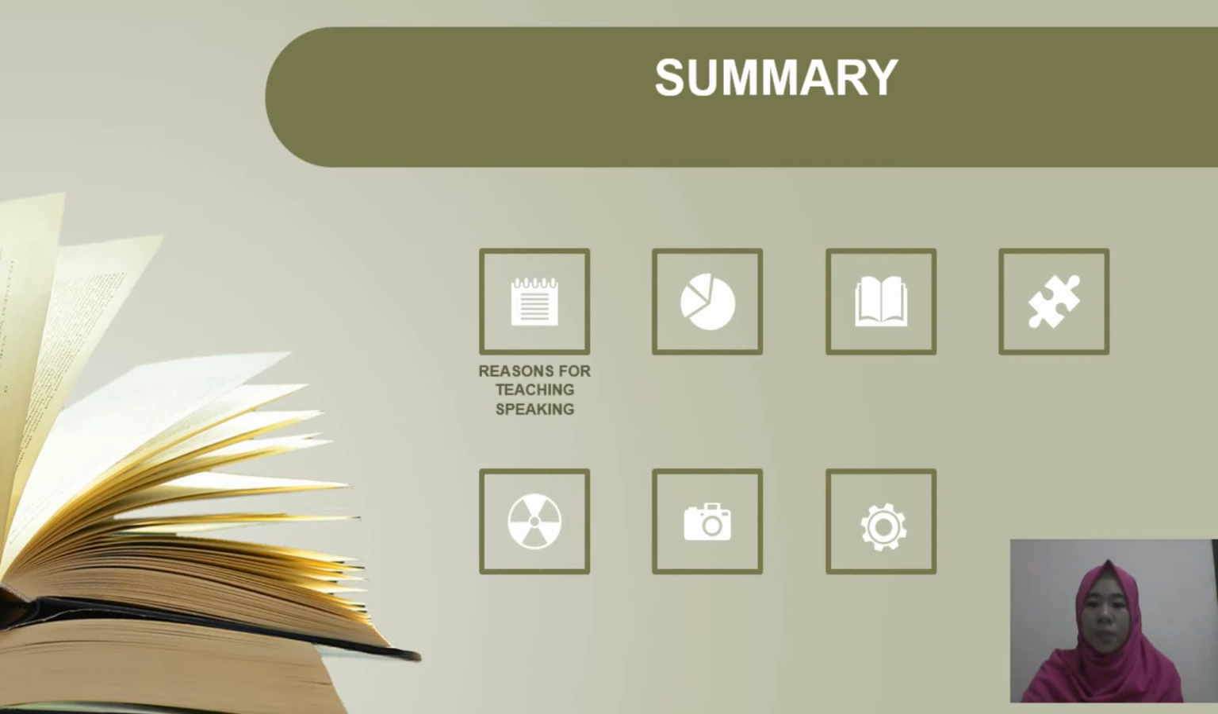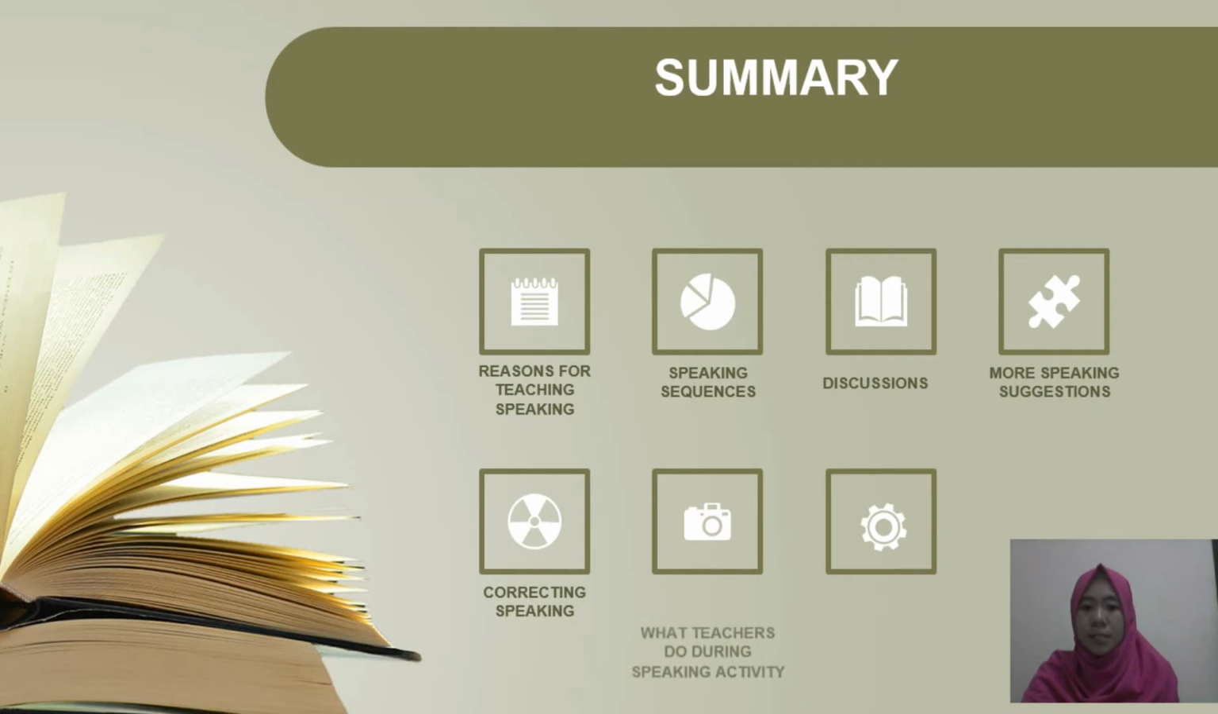Here is the summary of the chapter. This chapter consists of 7 subchapters. The first subchapter is reason for teaching speaking. The second one is speaking sequences. The third one is discussions. The fourth subchapter is more speaking suggestions. The fifth one is correcting speaking. The sixth one is what teachers do during speaking activity. And the last subchapter is conclusion.